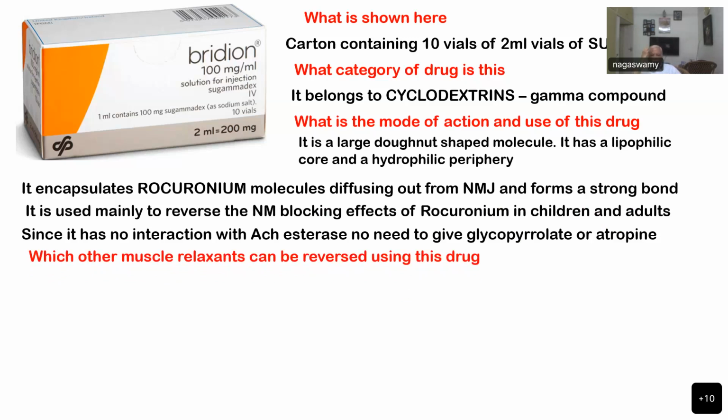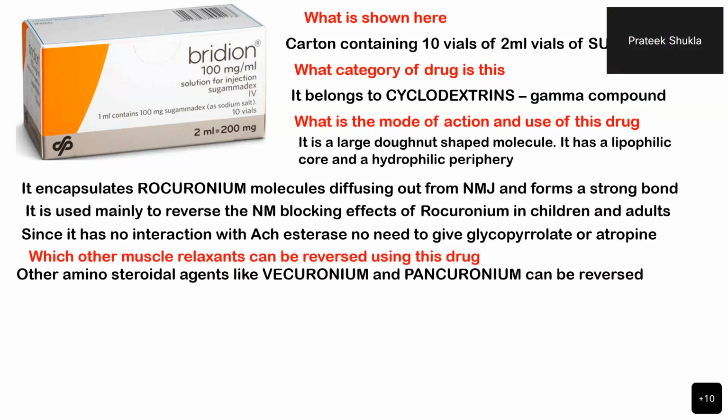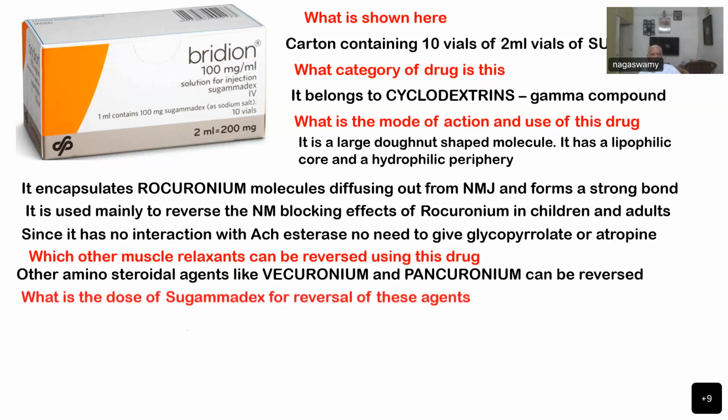Vecuronium, sir. Vecuronium and pancuronium, all aminosteroids. Other aminosteroidal agents like vecuronium and pancuronium also can be reversed using this drug. Okay. What is the dose of sugammadex for reversal of these agents? Whether you use rocuronium or pancuronium or vecuronium, what is the dose you have to give for reversing the agents?